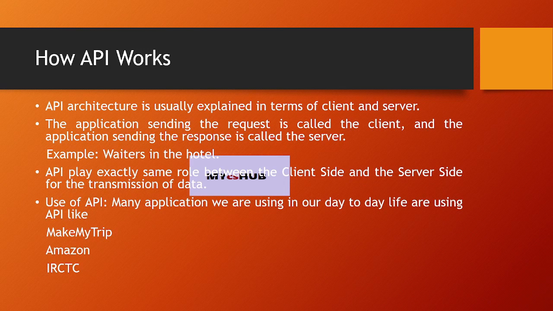Now let's see what the use of API is. Many applications we use in our day-to-day life use APIs, like MakeMyTrip, Amazon, IRCTC, Instagram, Facebook, etc.